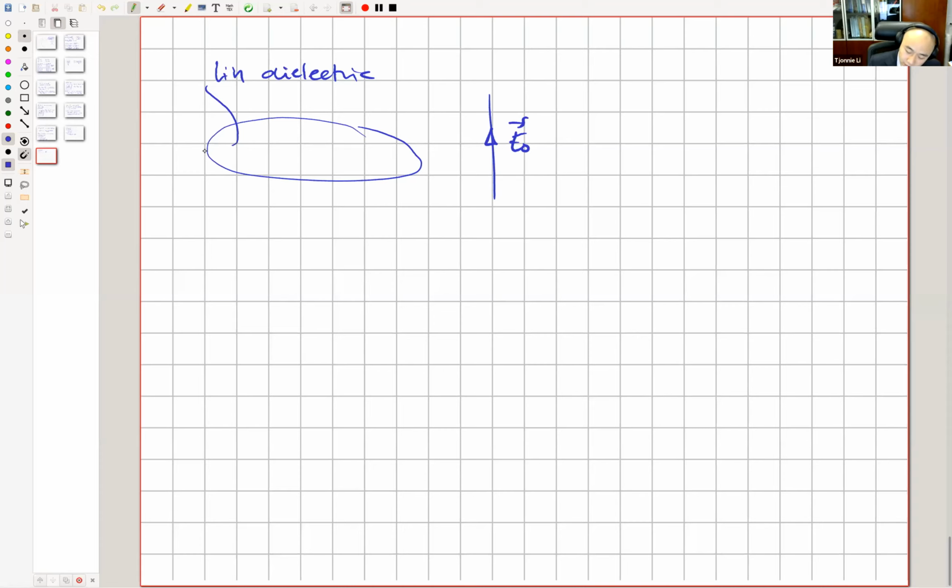And then the question is, okay, well, what is the total electric field? What is the displacement field? What is the polarization field? And what are the induced charge density and the induced surface charge densities? And in this case, you may assume that you know chi E.